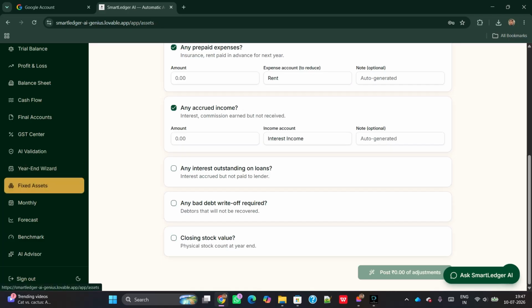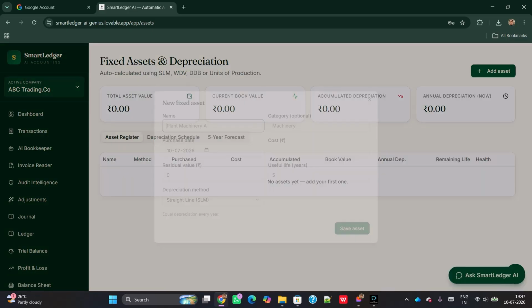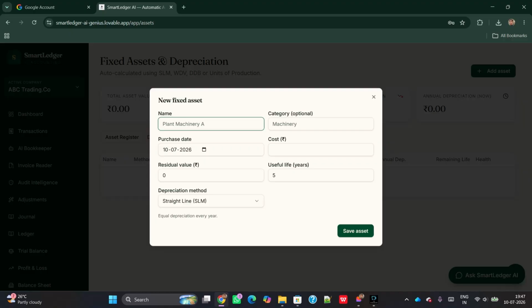Then comes the most important feature, that is fixed asset. If the business only wants to find out the depreciation on the asset which has been purchased by them, using this feature they can find out. So just on clicking on add asset, we can add the asset. So let's take the purchase of an asset.